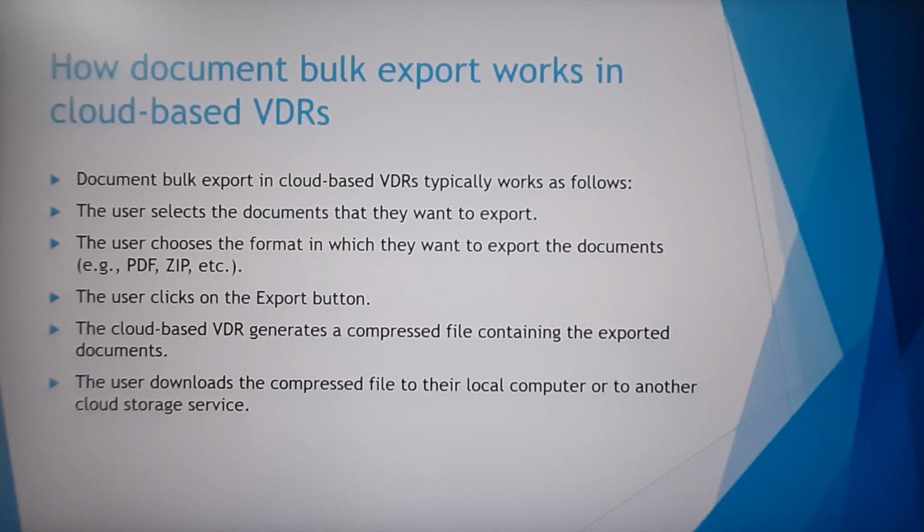How document bulk export works in a cloud-based VDR. Document bulk export in a cloud-based VDR typically works as follows. The user selects the documents that they want to export. The user chooses the format in which they want to export the documents, for example PDFs, GIFs, etc. The user clicks on the export button. The cloud-based VDR generates a compressed file containing the exported documents. The user downloads the compressed file to their local computer or to another cloud storage service.